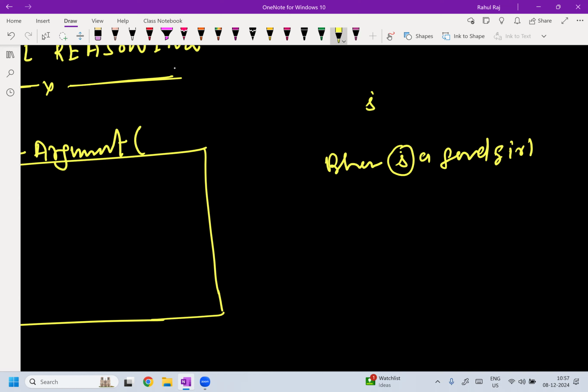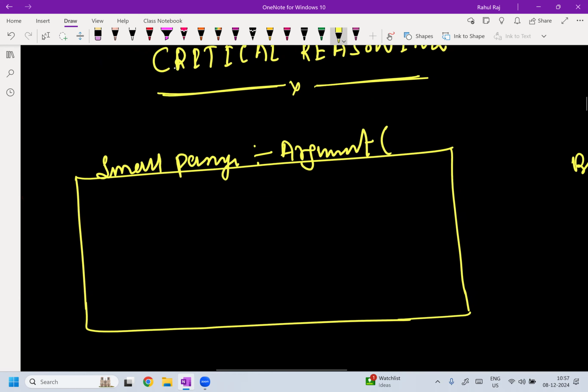Is, are, has, have. These are all factual words. Sometimes factual words can be used as a conclusive word. We'll come down to that. But when I say Bhavna is a good girl, what do you mean by argument, by the way? Argument means there are some facts given to you and some conclusions are given to you. What do you mean by conclusion? This is the main point drawn by the author.